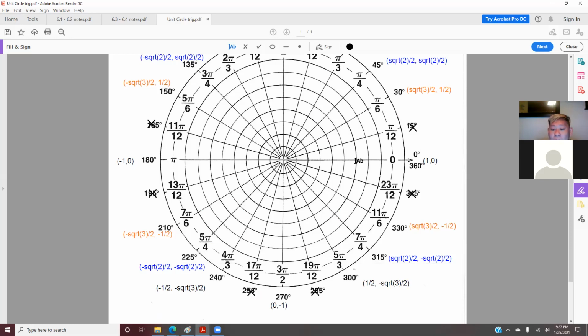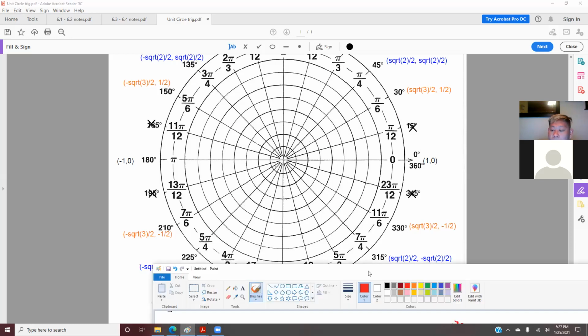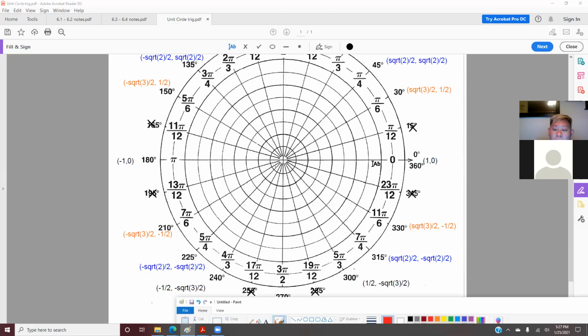So in this case, you have to do how many? 17. So you have to go 1, 2, 3, 4, 5, 6, 7, 8, 9, 10, 11, 12, 13, 14, 15, 16, 17. So it's right here. You have to count because it's negative.